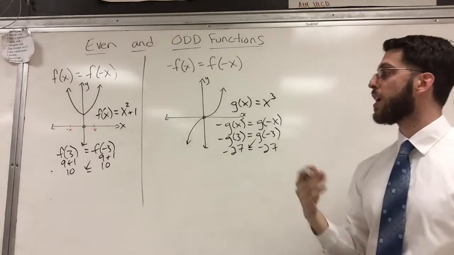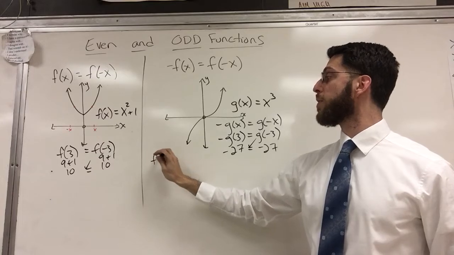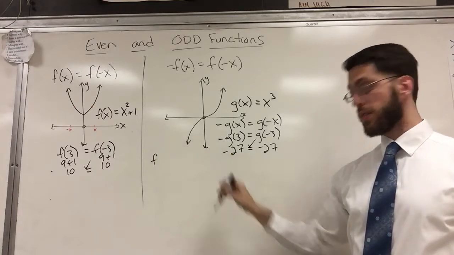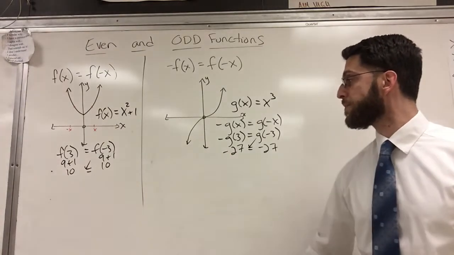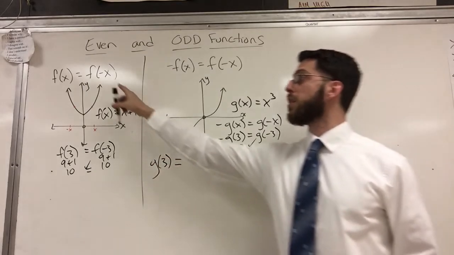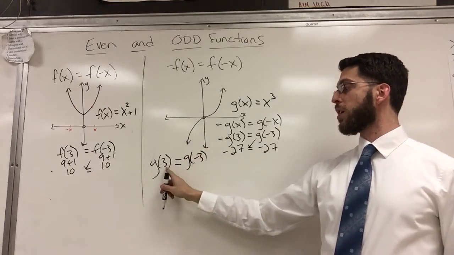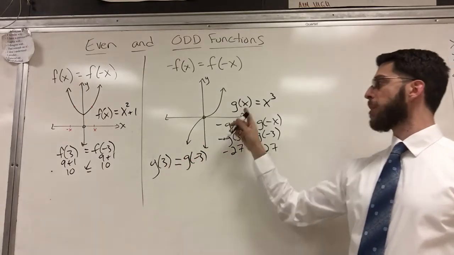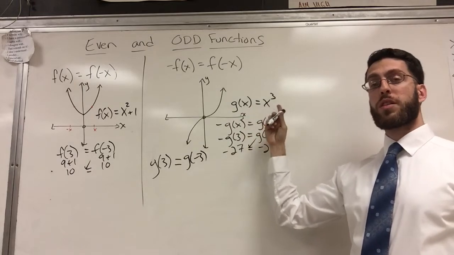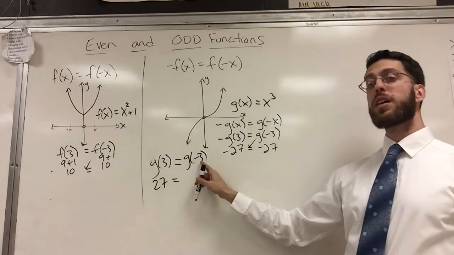How do I do that? In order for it to be even, it would have to fit this formula. So I'm using g on this side. So g of 3 would have to equal g of negative 3. Let's do it. G of 3. That means I take 3 and plug it in here. 3 to the third power, we just said was 27. Is that equal to g of negative 3?